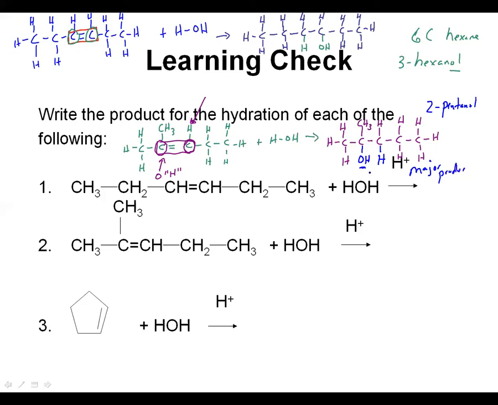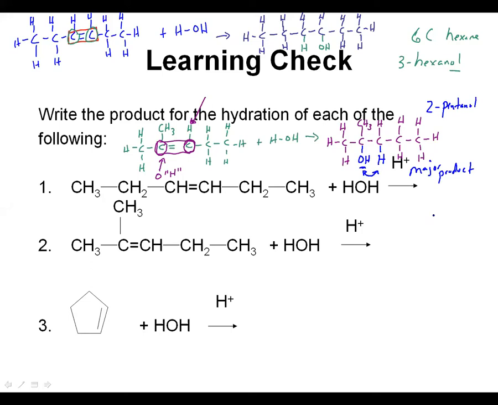The minor product would be the opposite. So the minor product would have these two groups basically switched around. But again, you usually want to draw the major product. Any questions on that? So again, that's Markovnikov's rule: hydrogen goes to the carbon that started with the most hydrogens, and the OH would go to the other carbon.